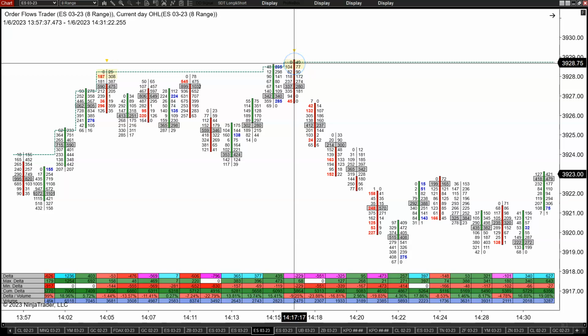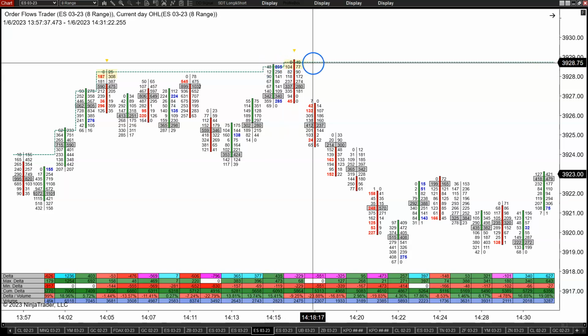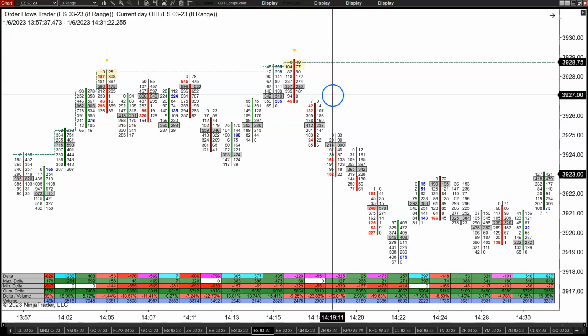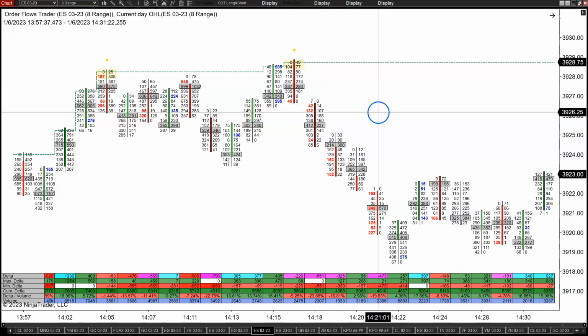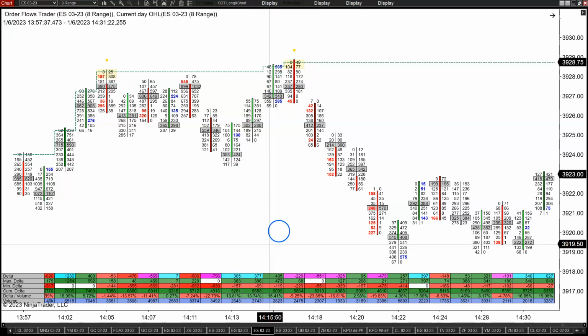We have that high showing up there. What's interesting is you see this bar forms. We'll start here, 14:15:50. Then the next bar is 14:17:17, so about a minute and a half. Then the next bar, 14:18:17, so about a minute there. Then the next bar, about a minute later. Next bar, about a minute later. Next bar, about a minute later, right? So on an 8-range, roughly speaking, it's about a minute to a minute and a half per bar.